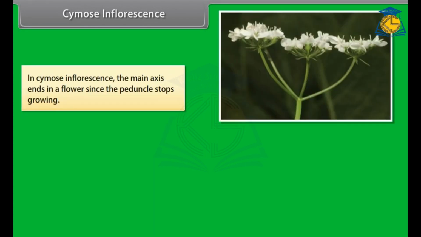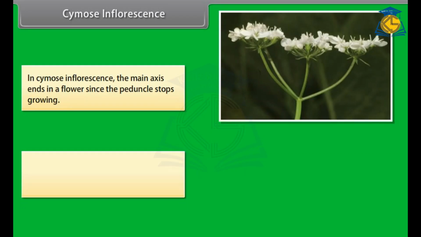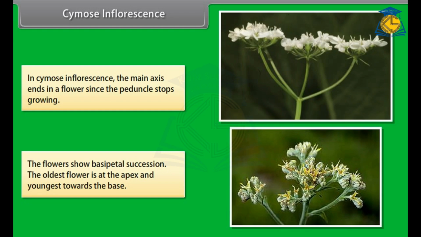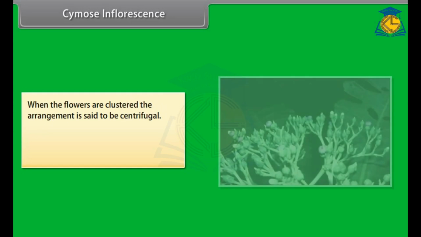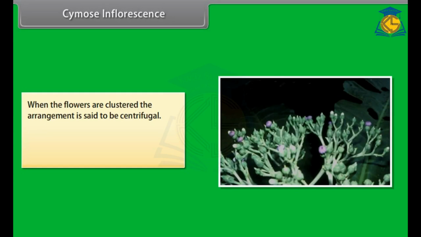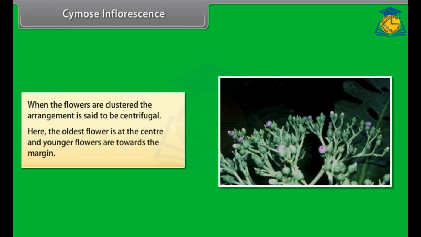Cymose inflorescence. In cymose inflorescence, the main axis ends in a flower since the peduncle stops growing. The flowers show basipetal succession. The oldest flower is at the apex and the youngest towards the base. When the flowers are clustered, the arrangement is said to be centrifugal. Here, the oldest flower is at the center and younger flowers are towards the margin.